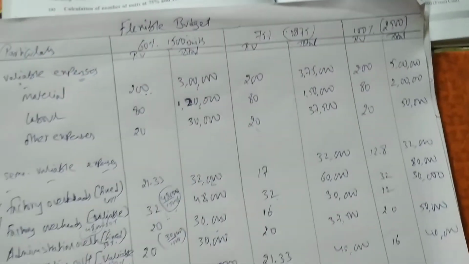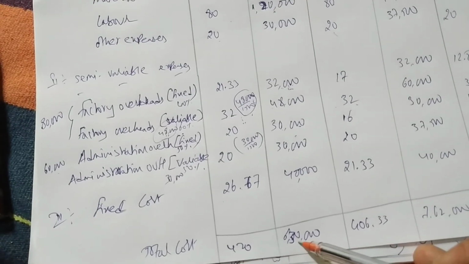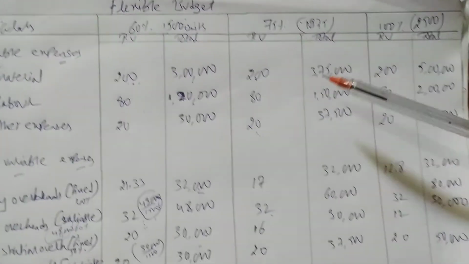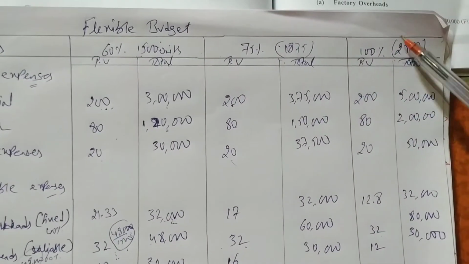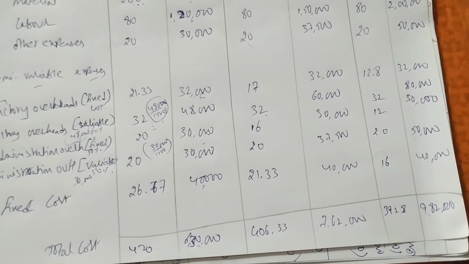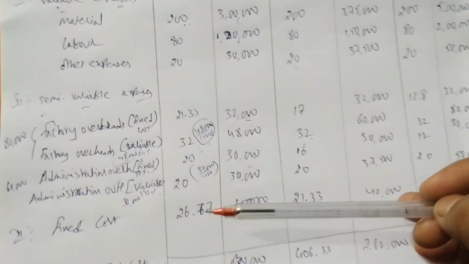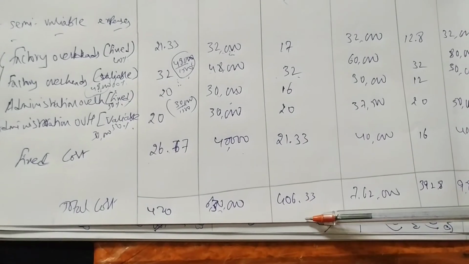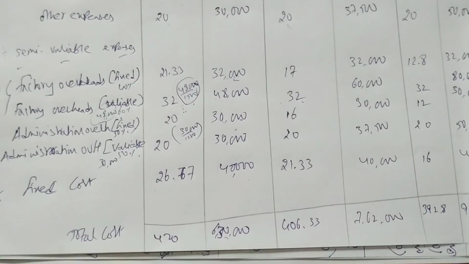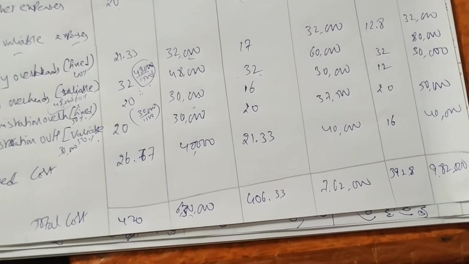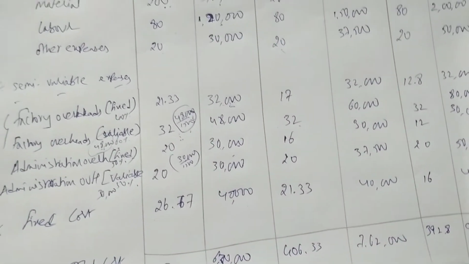Okay, so the first total is 6,30,000. To produce 1,500 units we have to incur expenditure of 6,30,000. To produce 1875 units we have to incur expenditure of 7,62,000, and to produce 2,500 units we have to incur expenditure of 9,82,000. So per unit, to produce 1,500 the total will be 420, to produce 1875 we incur 406.33 per unit, and to produce 2,500 units the expenditure per unit is 392.8. Okay, like this you have to solve.